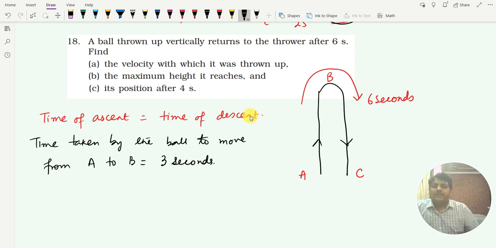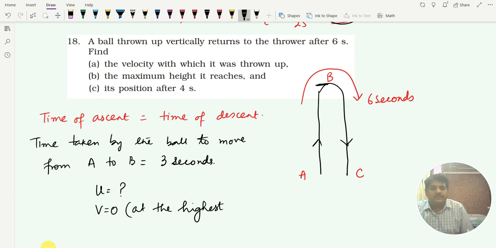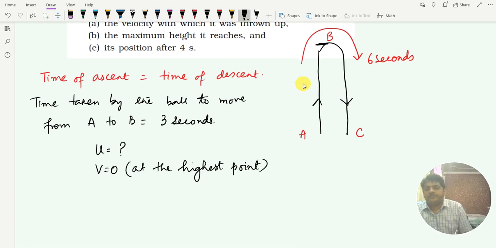Now the question is to calculate the velocity with which the ball was thrown up. So we need to find out u. And at the highest point, B point में क्या velocity होगा? At the highest point v is equal to 0. Okay, and what is the acceleration? You can take acceleration is equal to 10 meter per second square. g is equal to minus 10 meter per second square because the body is moving up. And time is already known to you, 3 seconds.